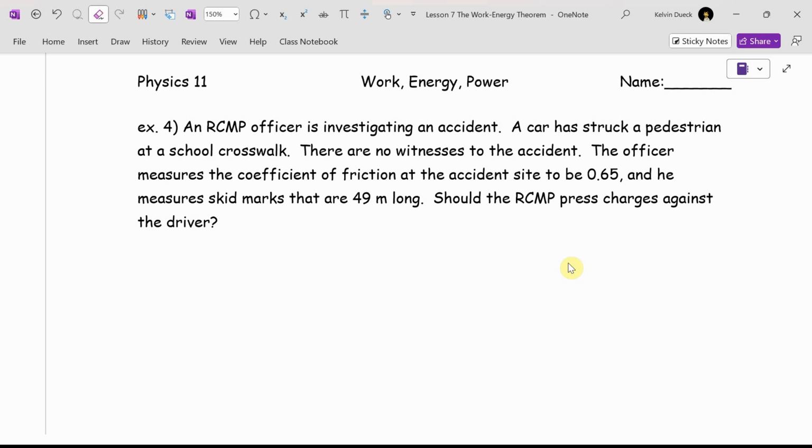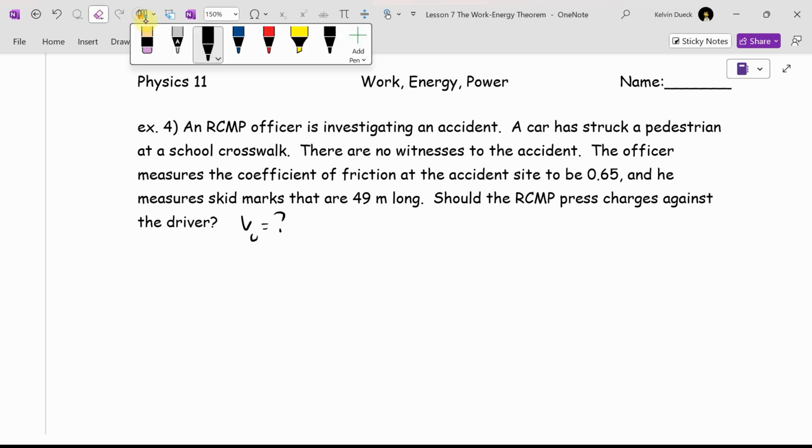Which velocity? Initial, because what's the final velocity of every car accident ever? Okay, so this wants us to find VI. And here's how we're going to solve this.